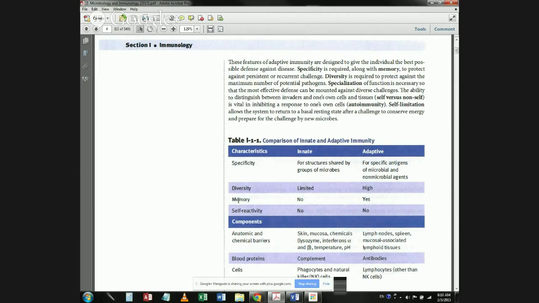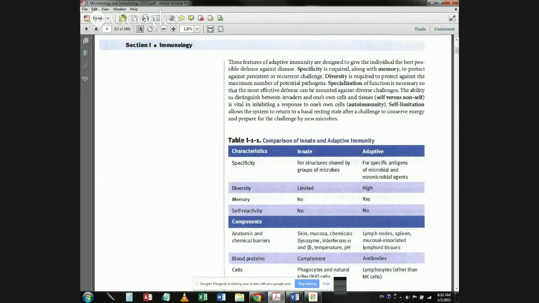So you have innate immunity and adaptive immunity. Which one's specific and which one's adaptive? In innate immunity, it is specific for structures shared by all microbes, but for adaptive, it's for specific antigens of microbes and non-microbial agents. Diversity-wise, innate is limited, whereas adaptive immunity is highly diverse, so that it can protect against a maximum number of potential pathogens.